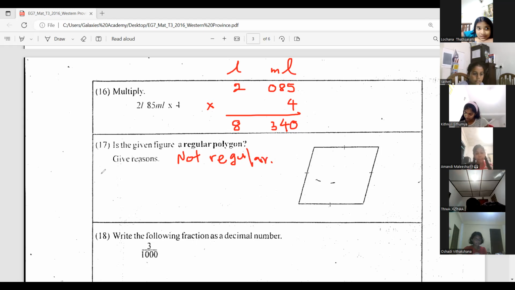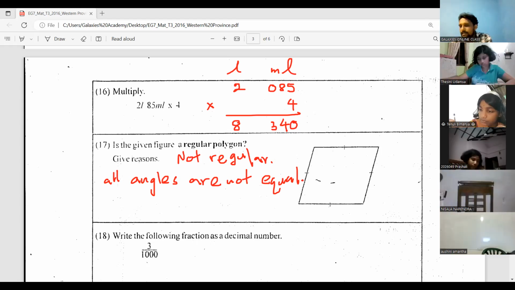Give reason. All angles are not equal. If you want, you can write: all interior angles are not equal. It is the reason, okay?